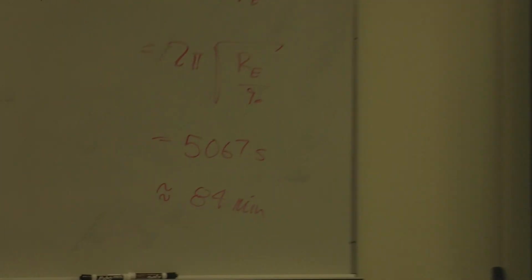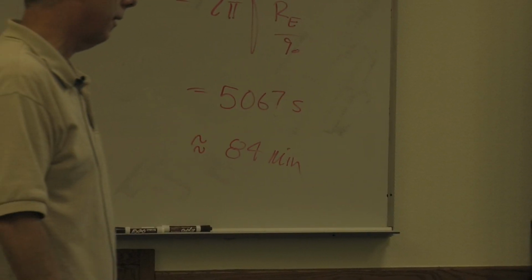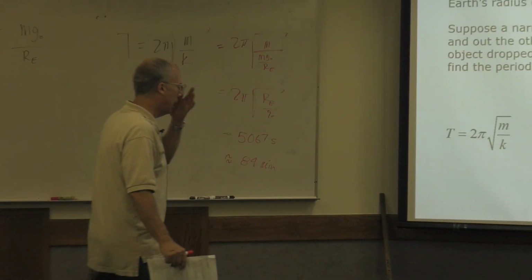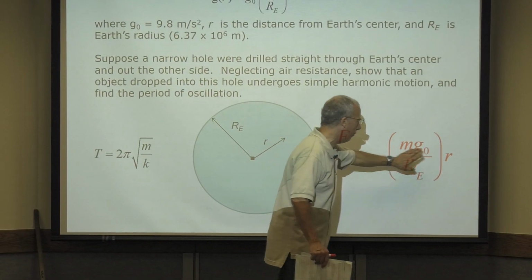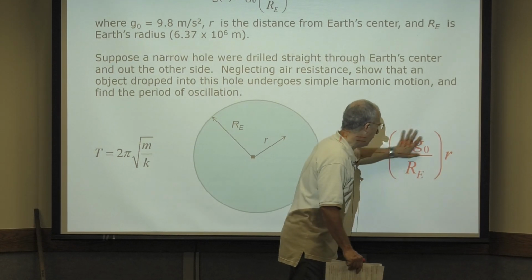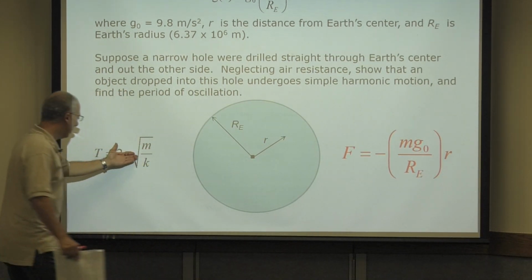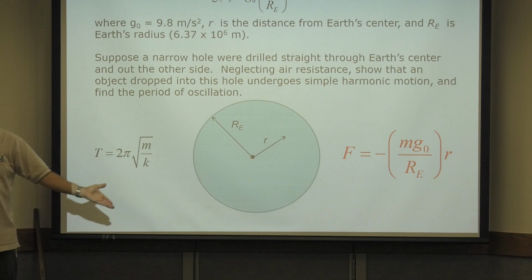Now that's surprising to me. I mean, that's super surprising to me. But look at how simple that was. Once you write it in the right form, F equals minus K variable, and you figure out the K, then you just use this formula to figure out the period. Bingo! That's it. You're done.